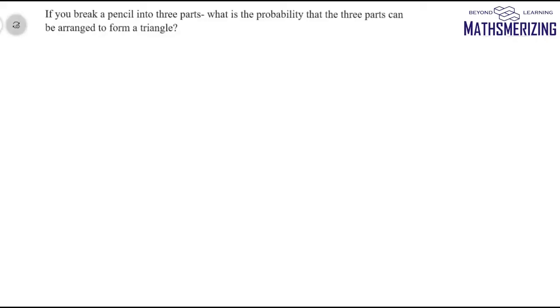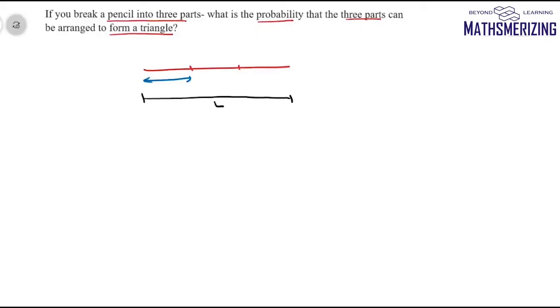Today we'll discuss an interesting problem in geometrical probability, and the question goes like: if you break a pencil in 3 parts, what is the probability that the 3 parts can be arranged to form a triangle? Suppose we have this pencil, and suppose the length of this pencil is L. Now we have to break this pencil in 3 parts. Suppose these are the 3 parts. Now suppose the length of this first part is X, the length of this second part is Y, and the length of the third part will be L minus X minus Y.